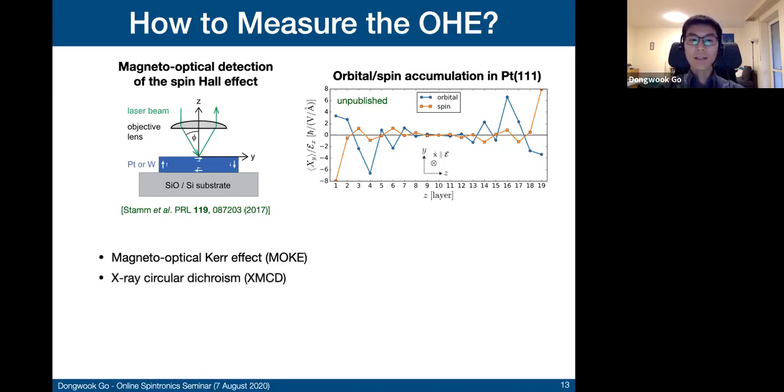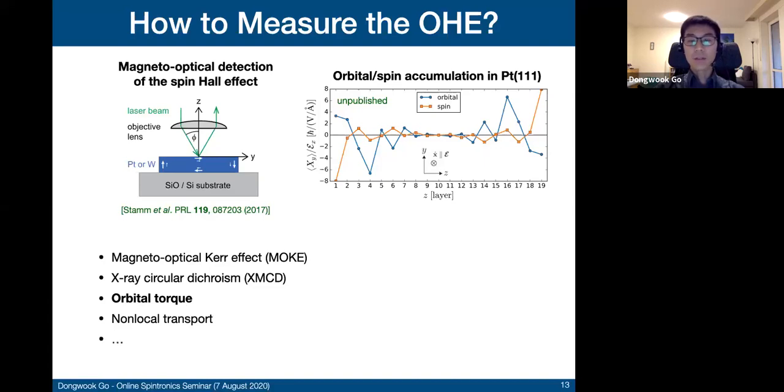Also, I think XMCD plays a very important role because, for example, in the case of platinum, orbital accumulation and spin accumulation occur together. Therefore, XMCD, by using some sum rule, can differentiate orbital and spin signals separately. Another important way to measure is actually to measure spin-orbit torque that I call orbital torque. This is the orbital contribution to the torque, which I'm going to discuss more in detail in the next part of the talk. And also, similarly, we can think of some non-local transport measurement as people have employed to measure spin Hall effect in Hall bar geometry.